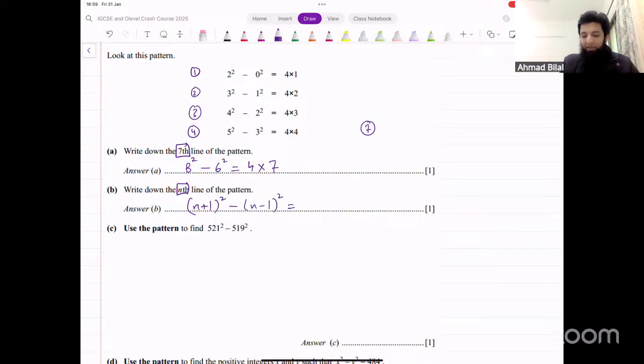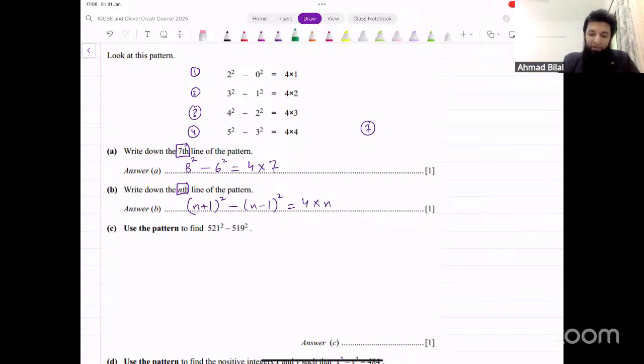And then on the right side, the first number is always 4. So that remains 4 times this number. That's the same as the row number. So this should be n. So you can say that's 4 times n. Or in the same pattern, you can say that's 4 multiplied by n like this. Okay. That's the nth line of the sequence.